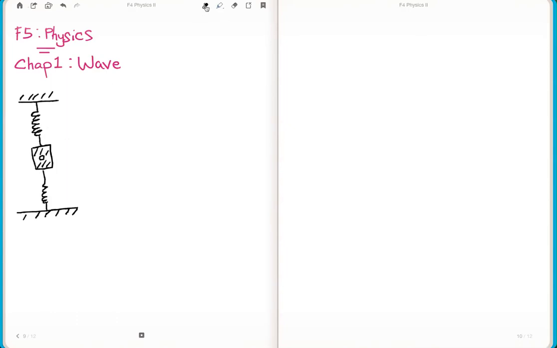So now I'm going to give you some definitions. When it's at equilibrium, meaning when it's not moving, this is equilibrium. I physically draw a virtual line. It's an equilibrium line. Now when I pull downwards and release, you find that this object obviously would oscillate. It will go down, up, down, up, down, up, down, and up. And because of that, it creates a wave.